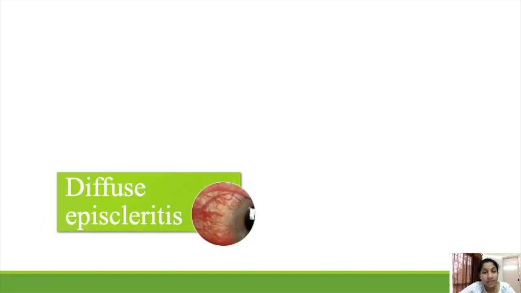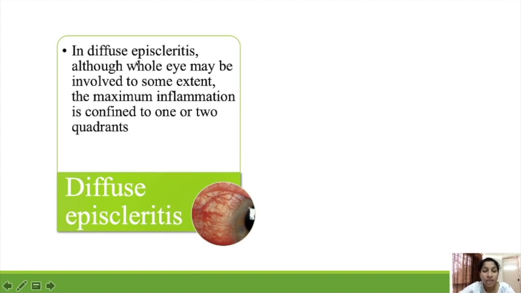That first one is diffuse episcleritis. Here you can see the blood vessels are dilated and the episcleral part is inflamed. In diffuse episcleritis, although the whole eye may be involved to some extent, the maximum inflammation is confined to 1 or 2 quadrants of the eye.